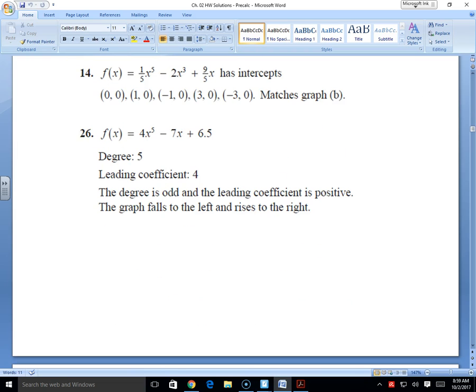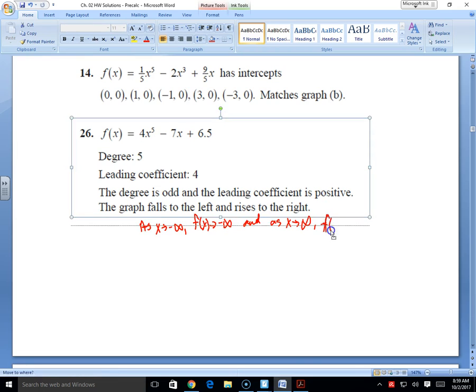26 had you analyzing a function, asking you for the degree, which is the 5th power of X, leading coefficient a positive 4. And then it asks you for the behavior. You guys could have done this a few different ways. One way is to use the words, falls to the left, rises to the right. Another way is to use the notation as X approaches negative infinity, f of X approaches negative infinity, and as X approaches positive infinity, f of X approaches positive infinity.